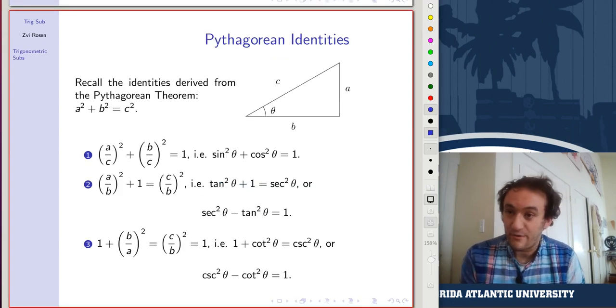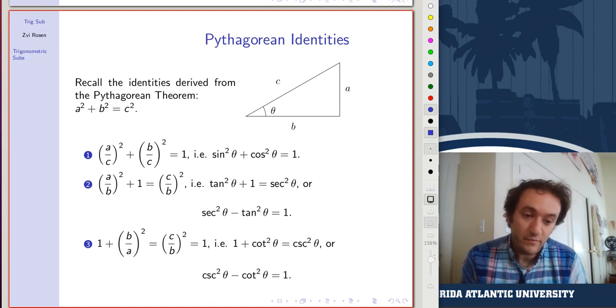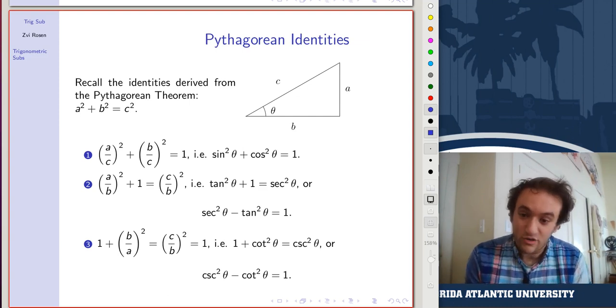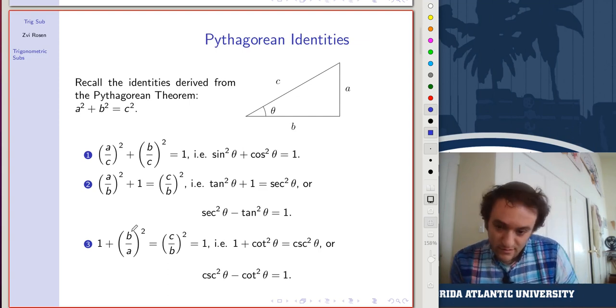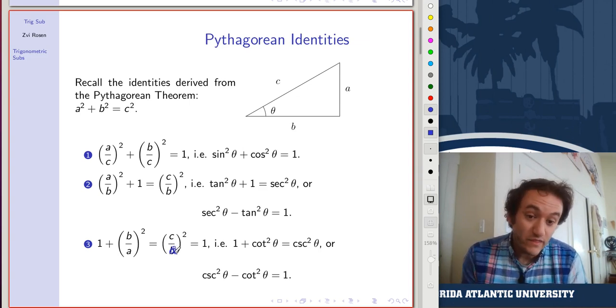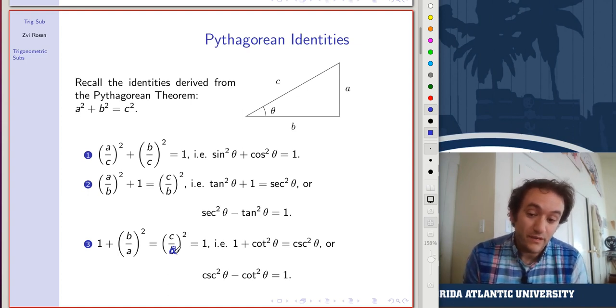And we'll start off with the Pythagorean identities, which we derived in the last lecture, but we'll go over them briefly here. We start off with a squared plus b squared equals c squared, where a and b are the legs of a right triangle and c is the hypotenuse. Then dividing in turn by c squared, b squared, and a squared, we get sine squared theta plus cosine squared theta equals 1, secant squared theta minus tan squared theta equals 1, and cosecant squared theta minus cotan squared theta equals 1.